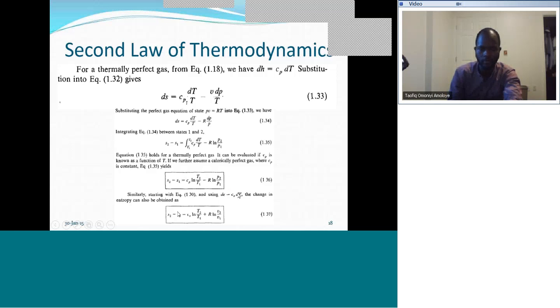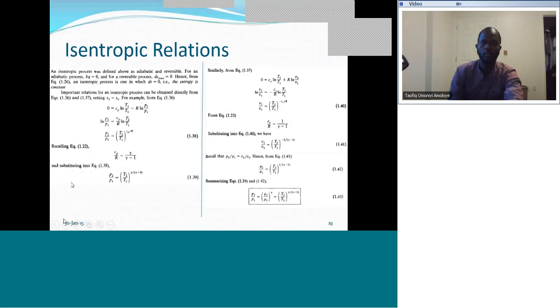as in equation 1.37. Well, for an isentropic process, we are assuming that the change in entropy is equal to zero. That means s1 is just equal to s2, so the equations which we've just obtained should be equal to zero. If we take the first one and equate it to zero, we have Cp ln T2 over T1 minus R ln P2 over P1 equal to zero. That means we can equate one part of this equation to the other.